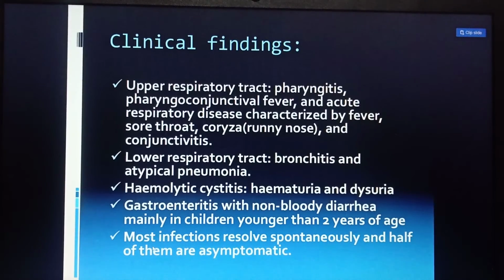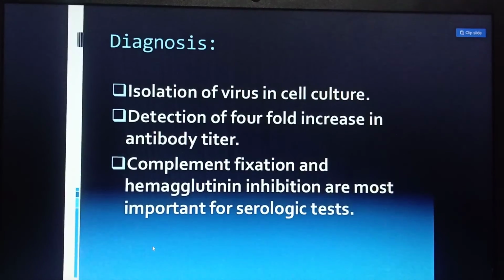After that, it is going to show some clinical features, the upper respiratory tract infections. First, what we have discussed: pharyngitis, pharyngoconjunctival fever, and running nose, rhinitis. Rhinorrhea is called a running nose. Lower respiratory tract infections like bronchitis and pneumonia will be there, and hemorrhagic cystitis means hematuria, blood in the urine, and dysuria. Gastroenteritis with bloody or non-bloody diarrhea will be there for children under 2 years, and spontaneous asymptomatic infection can occur. So those are the clinical findings of the pathophysiology.